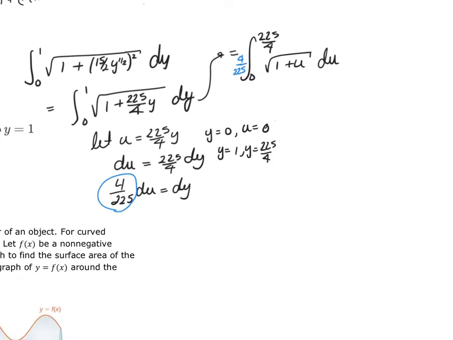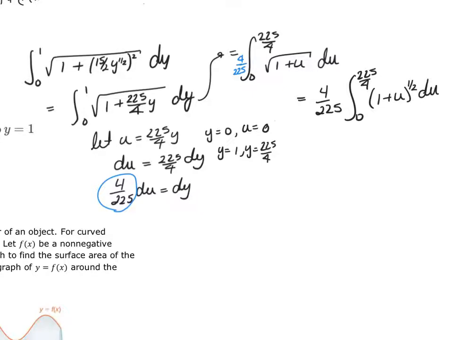Now, when we do this integration, then what we have is 4 over 225, integrated from 0 to 225 over 4. I'm going to write this as 1 plus u raised to the 1/2 du. And if we think about it, we can do another u substitution here. That's totally fine. Let's call it w if you want. We can totally do that.